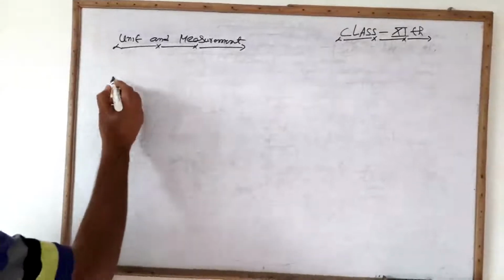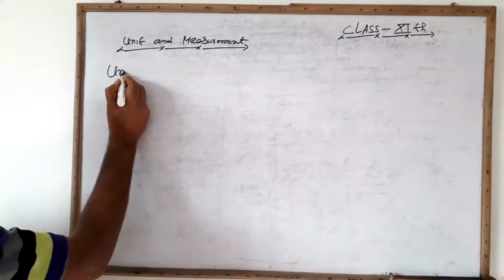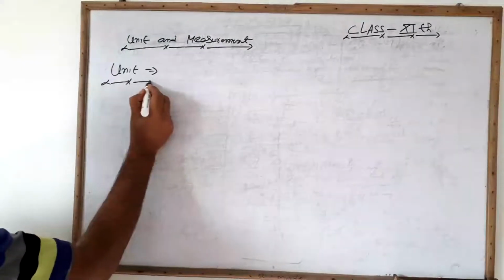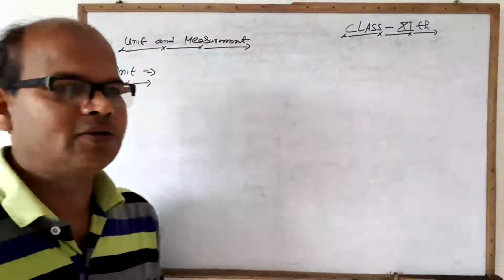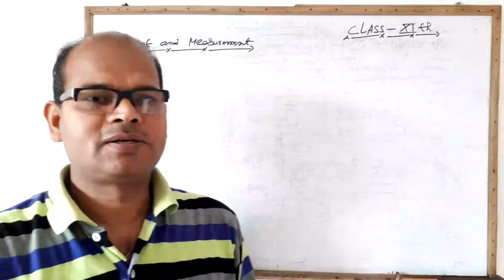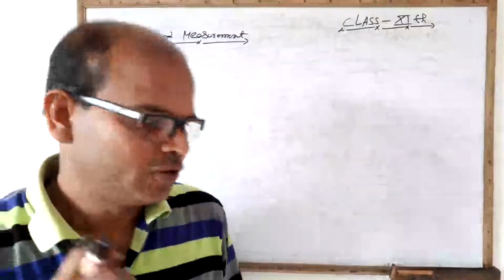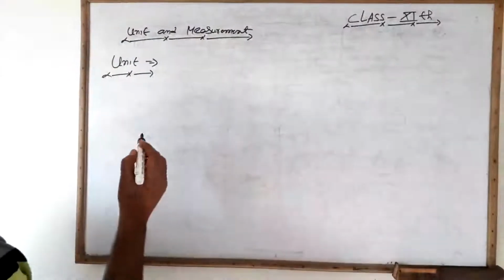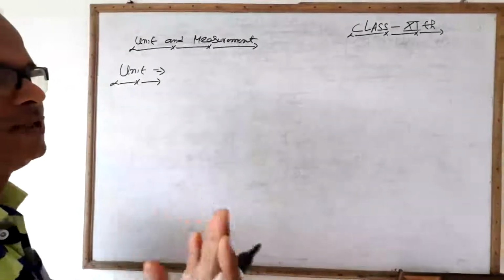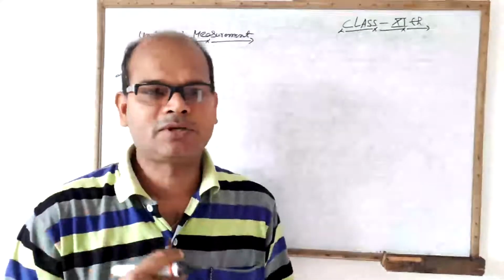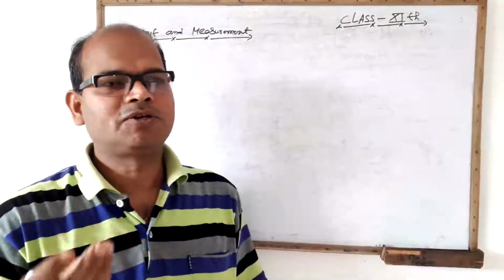First point is the unit. How to define the unit? What do you mean by unit? Every physical quantity can be expressed by a standard. This standard is known as the unit. For example, the SI unit of acceleration is meter per second square.